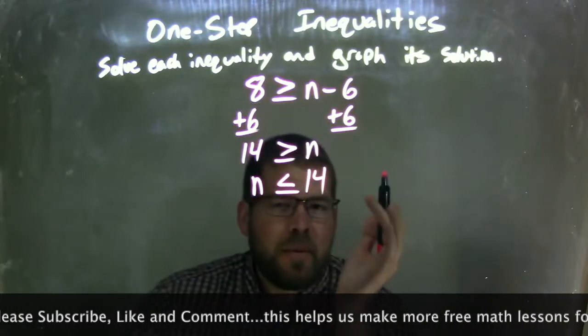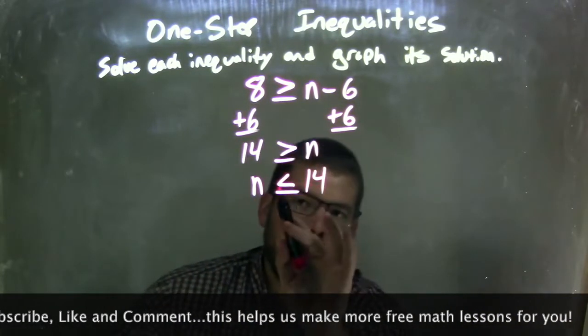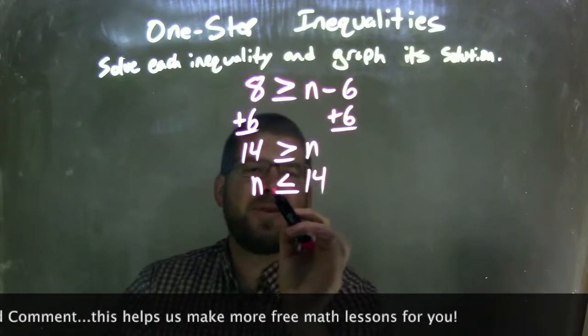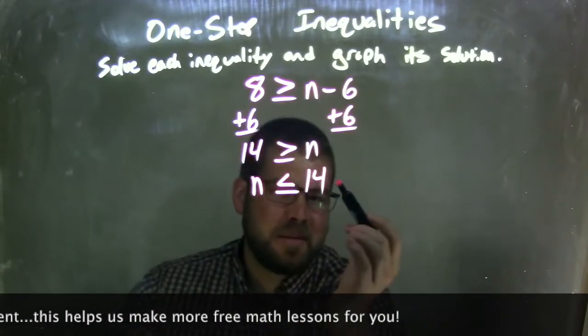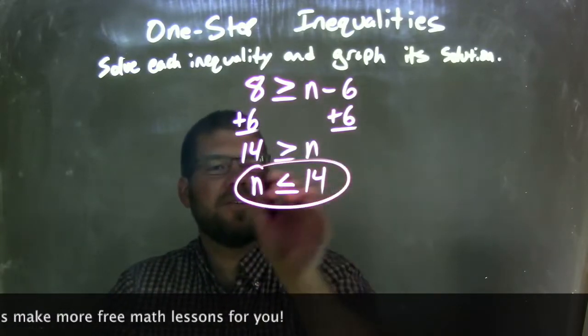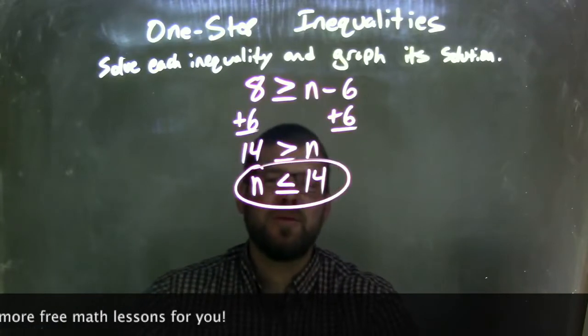The way I always remember to do that, when you flip it, you have to flip the inequality as well, and make sure the pointy part is towards the n and the open part is towards the number. All right, keep the equal to sign. So they're the same thing, just written differently. N is less than or equal to 14.